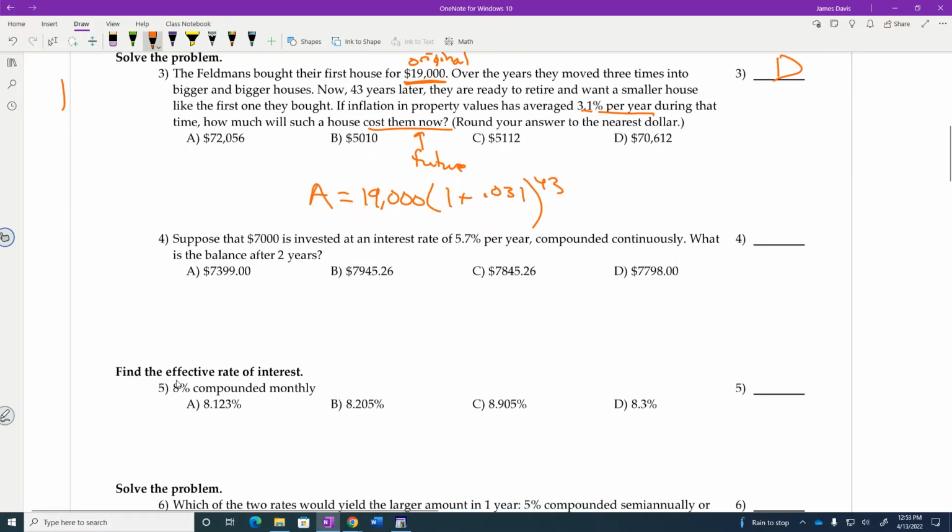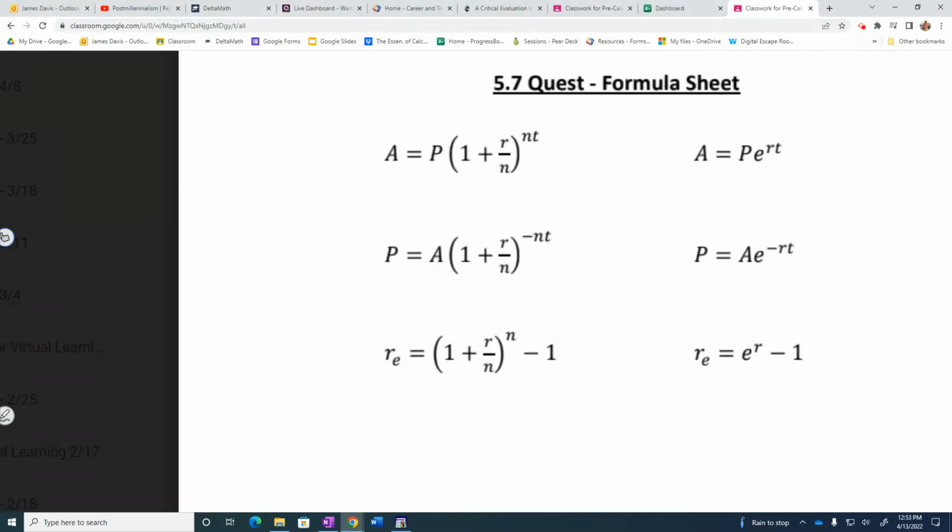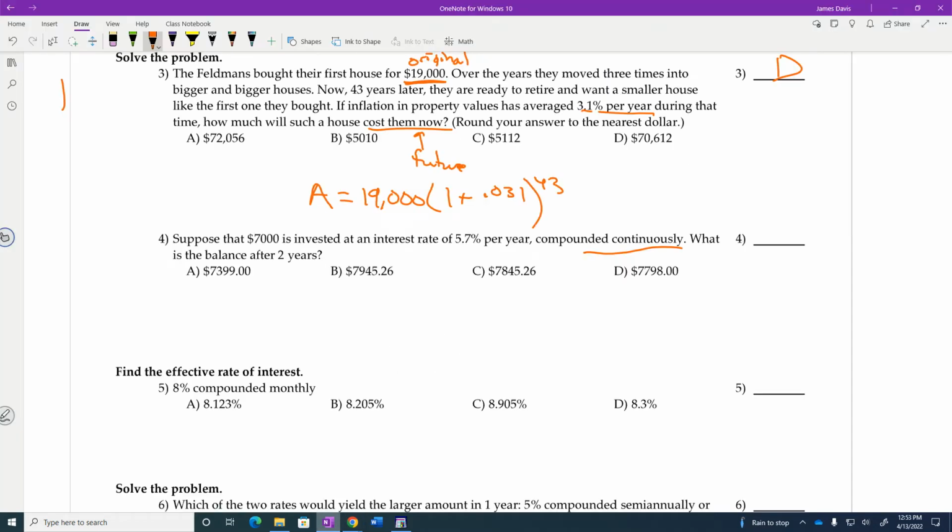All right, number 4. We're going to invest $7,000 continuously. What is the balance after 2 years? So the keyword here is continuously, which means whenever you see that, you're going to want an e formula, right? The same formula as the future value, except we're going to use e, so A equals P times e to the rate. A equals our present value of 7,000, e to the rate, which is 0.057, times our time of 2 years.